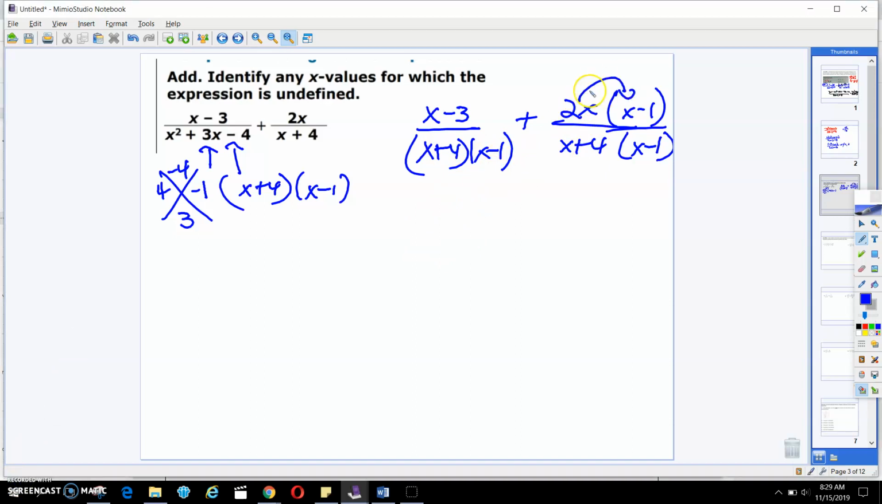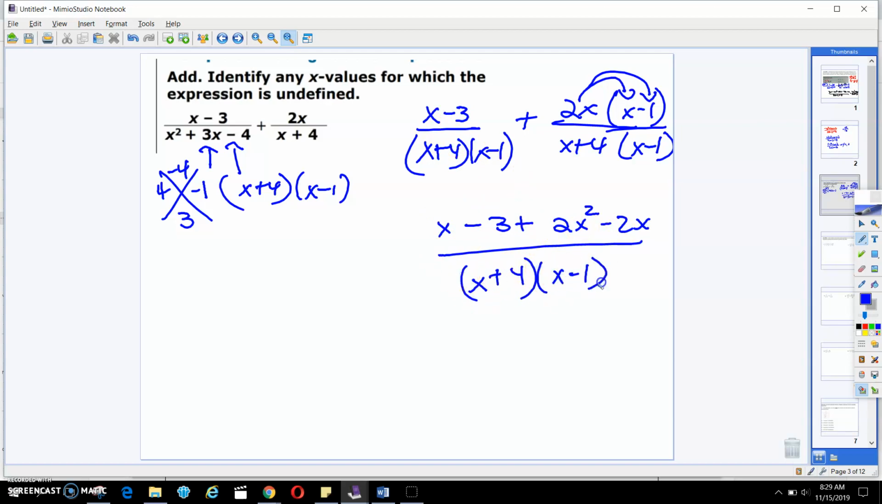So over here, you're going to see that you can distribute here and here. So that'll give me 2x squared minus 2x. Over here, this will give me x minus 3. And this will become one big happy fraction. So now we're going to combine like terms here. So that's going to give me 2x squared minus, minus 1. One of these days I'll get really good at this, y'all. Sorry for my handwriting. Minus x minus 3 all over x plus 4 times x minus 1.